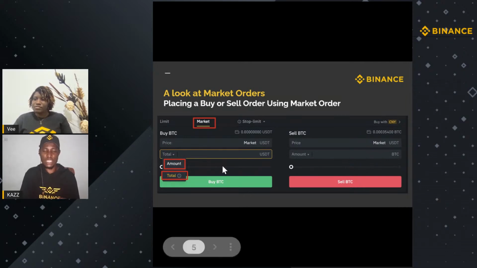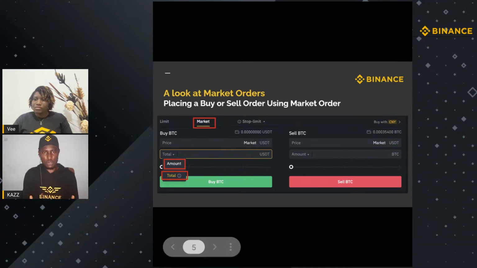Then you can now use the quantity bar here below the total input box to select the total amount in USDT you want to spend to purchase that asset. Then tap on buy or sell. The same approach is used for the sell order.